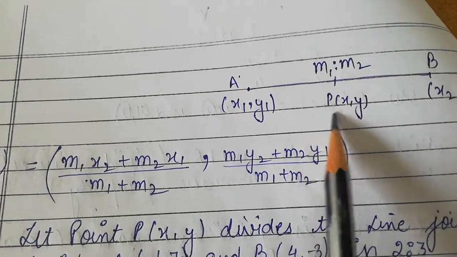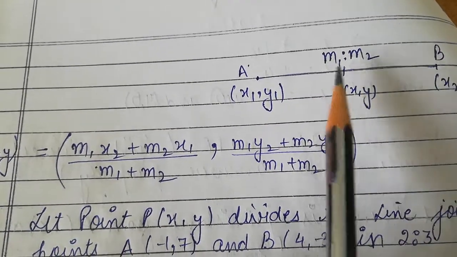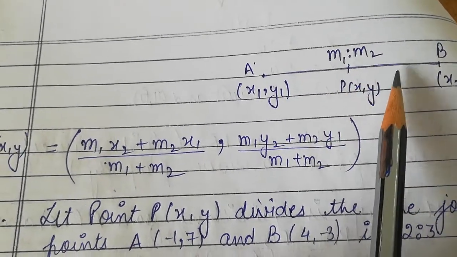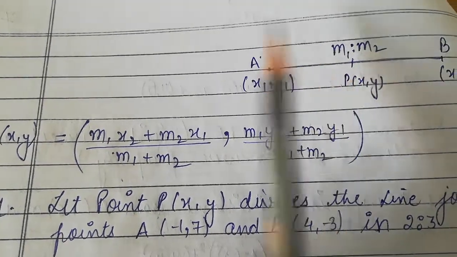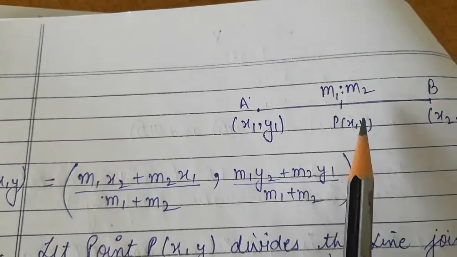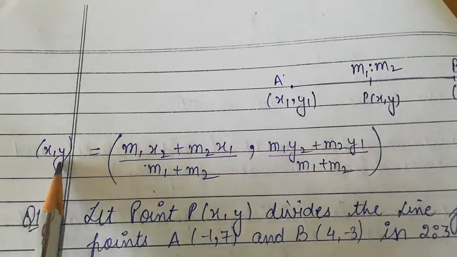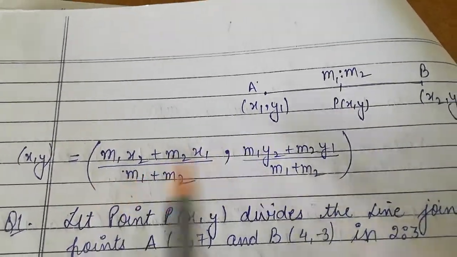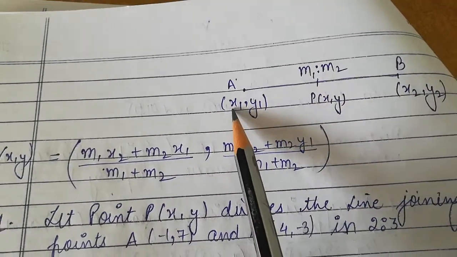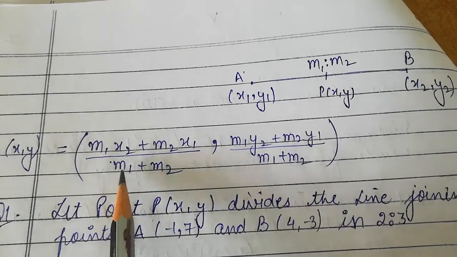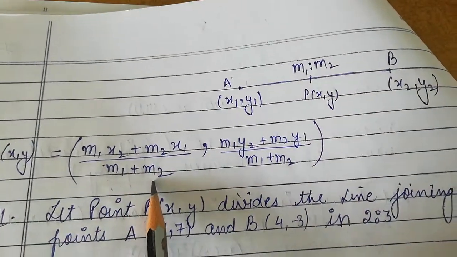And there is a point P between A and B. It divides AB in the ratio M1 to M2. We read it as M1 is to M2. So the coordinates of point P (x, y) are equal to M1 x2 plus M2 x1 divided by M1 plus M2, the sum of these ratios.